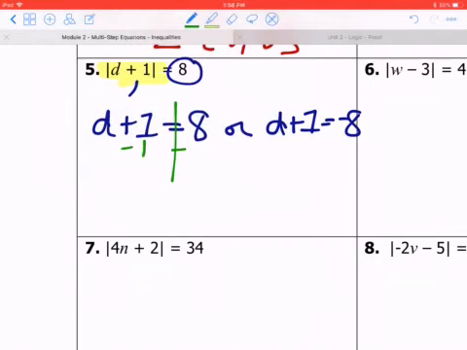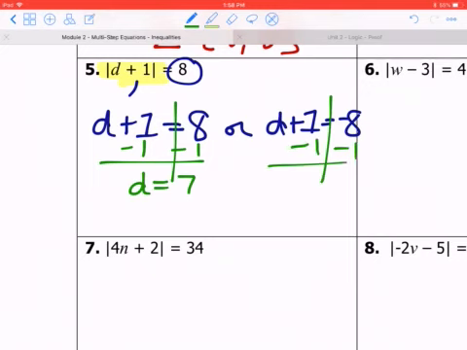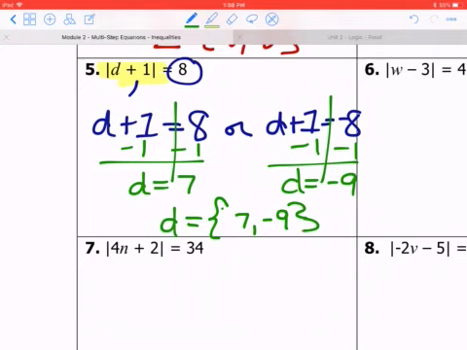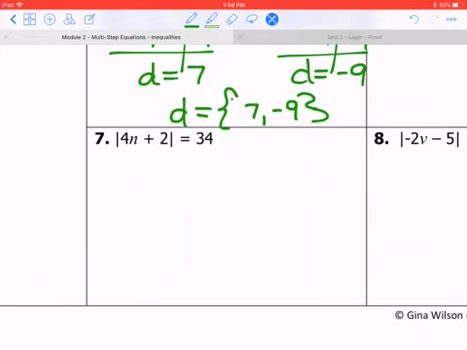I have to subtract 1. And so d equals 7. Or over here, I'm going to subtract 1. d equals a negative 9. All right, everyone see that? So now my answer here, d, I'm going to do my brackets, can be either positive 7 or negative 9. Okay? Hopefully this is starting to make sense. Let's jump down and do number 7.